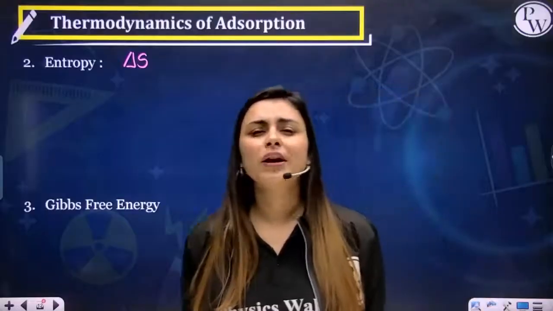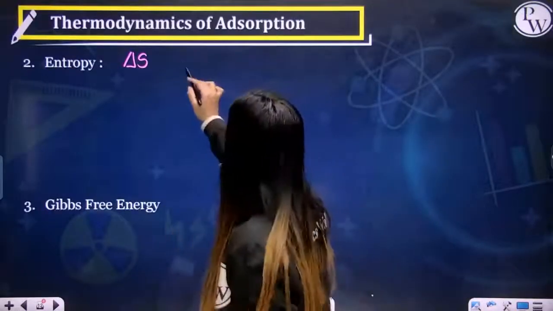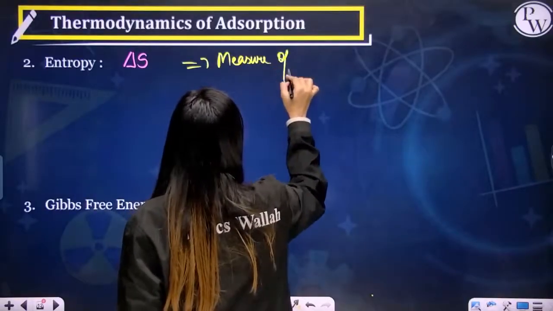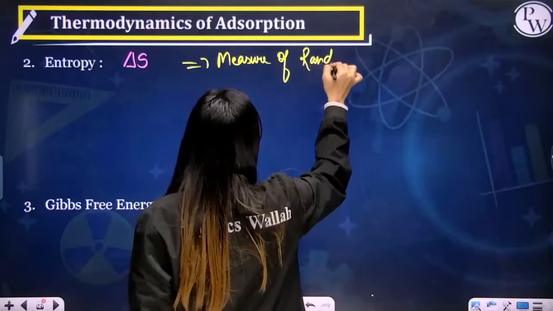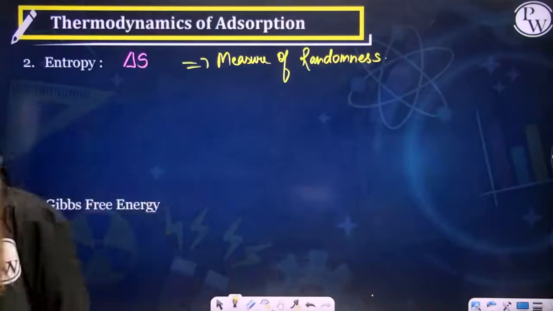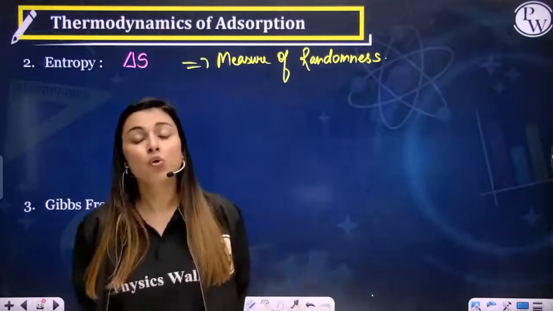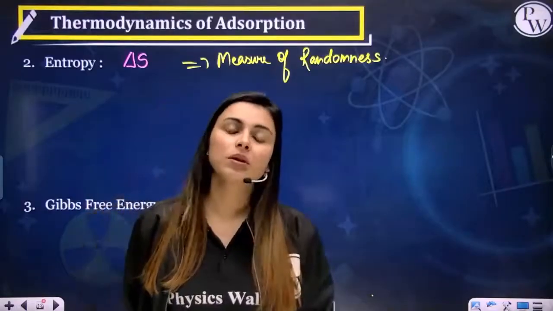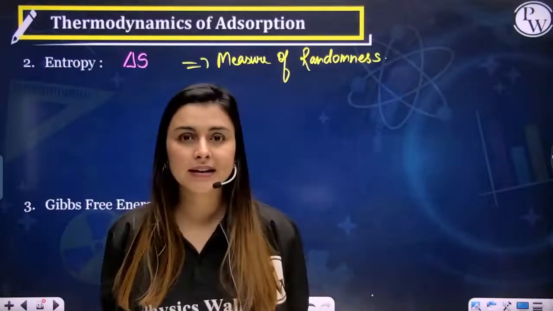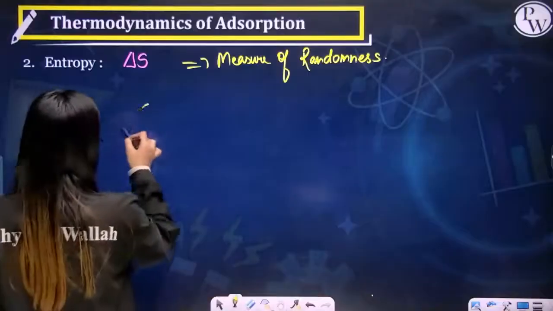Now, my dear students, entropy is a measure of randomness. So if you talk about the entropy change, which is a measure of randomness, the more the randomness increases, the more positive the value of entropy change will be, right?